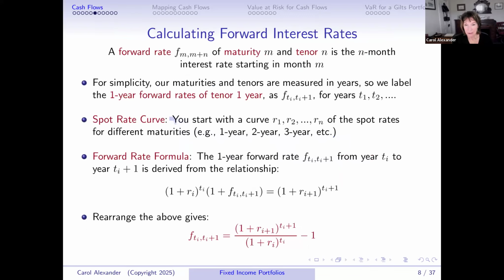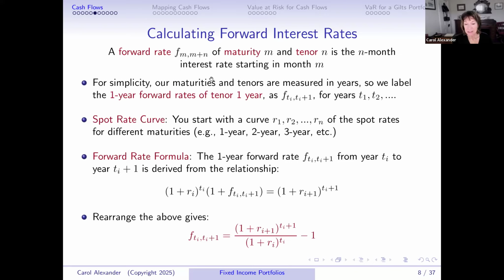So how do we calculate forward interest rates? What is a forward interest rate formally? Well, it has a maturity or term M and a tenor N, usually measured in months. So F sub M, M plus N is the N-month interest rate starting in month M.